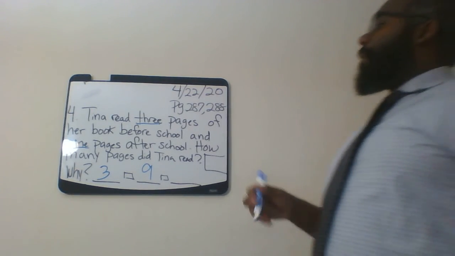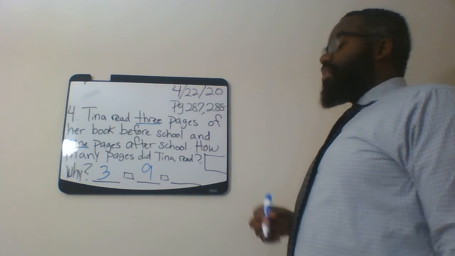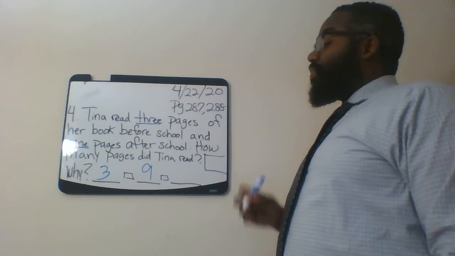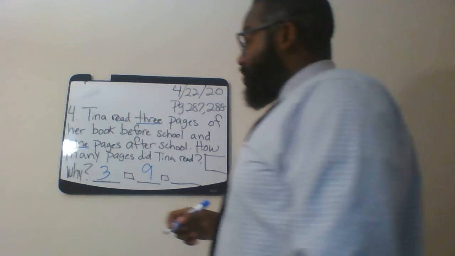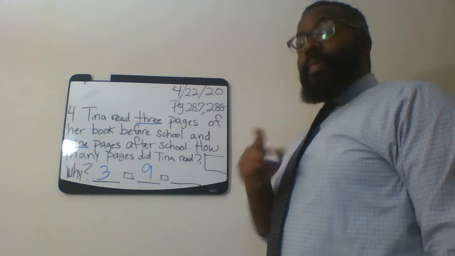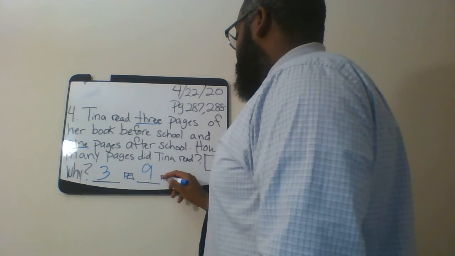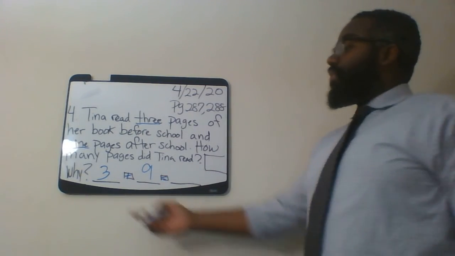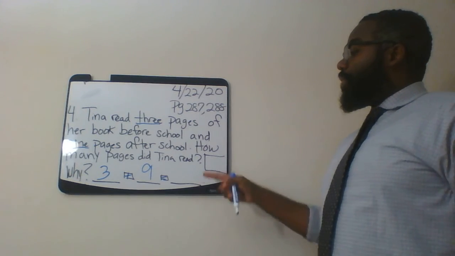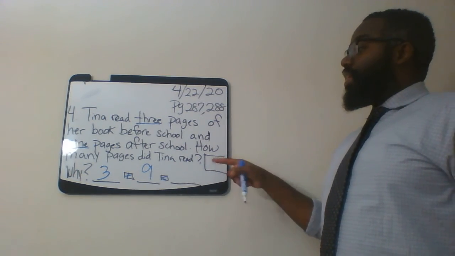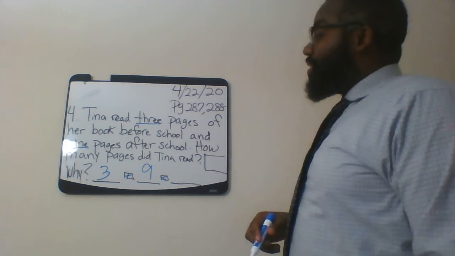Now it says, how many pages did Tina read? It says how many. You can tell from there that it's an addition problem. So you'll use the plus sign. Good job. You use the plus sign. 3 plus 9 equals. So whatever the answer to 3 plus 9 equals, you put the answer there and there. And that will tell you how many pages Tina read.